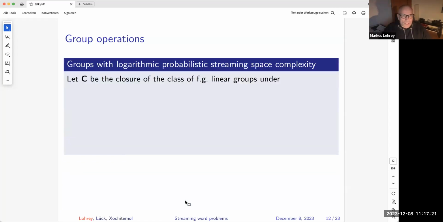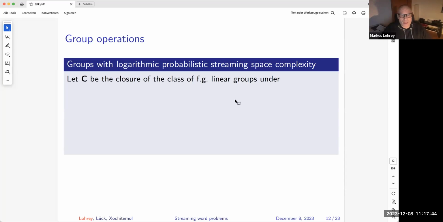Okay. Now, group operations are also interesting, of course. If we have some groups where we have already efficient probabilistic streaming algorithms, we would like to combine these groups and get, again, a space-efficient streaming algorithm.